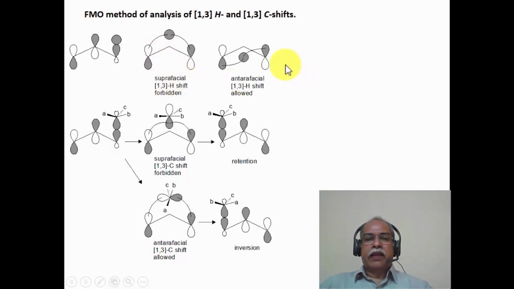On the other hand, if the hydrogen migrates in an antarafacial manner, as shown here, to start with, it is a bonding interaction, and to end up, it is also a bonding interaction. So an antarafacial 1,3 hydrogen migration under thermal condition is an allowed process. However, imagine the 1s electron density overlapping between carbon number 1 and carbon number 3 in an antarafacial manner. This would be a geometry forbidden process.